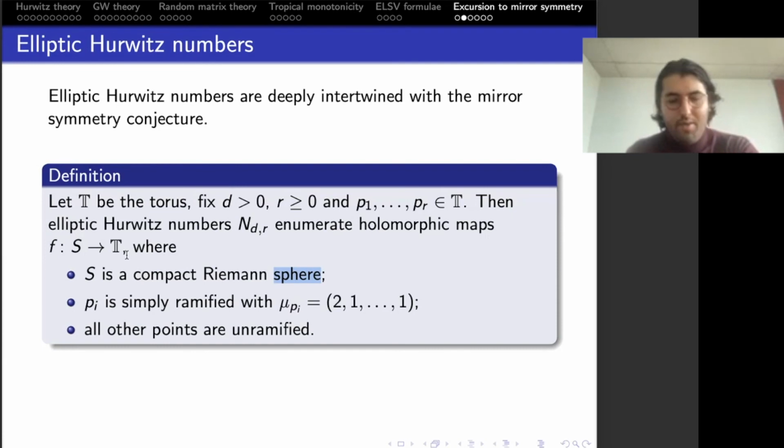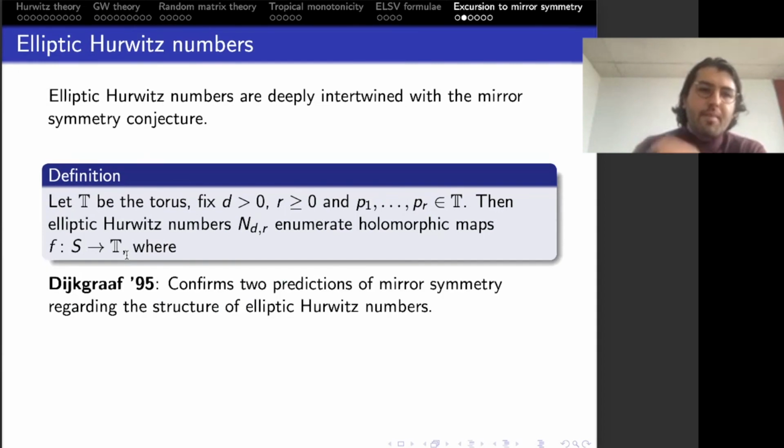I'm very sorry. So in the double Hurwitz numbers case, we enumerated non-constant holomorphic maps from a Riemann surface to the Riemann sphere. And in this case, we enumerate non-constant holomorphic maps from a Riemann surface to a genus 1 Riemann surface. So we move from the genus 0 case in the target to the genus 1 case in the target.